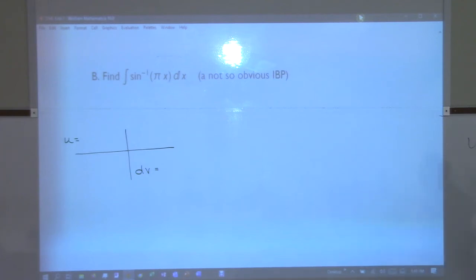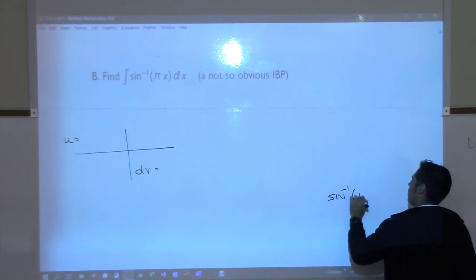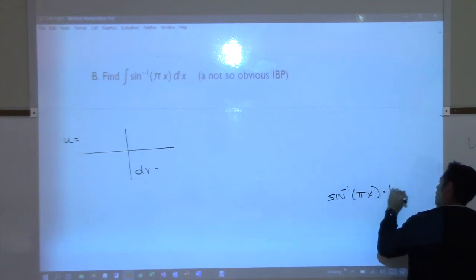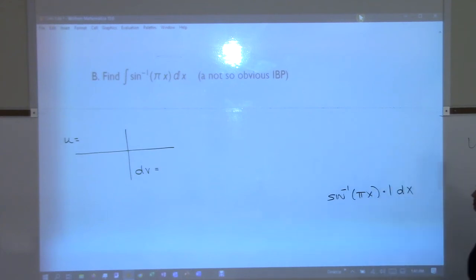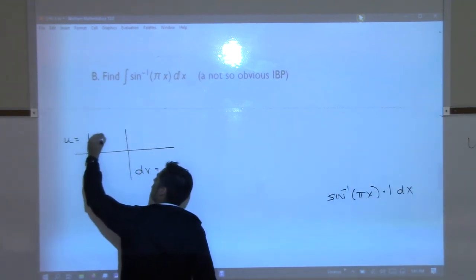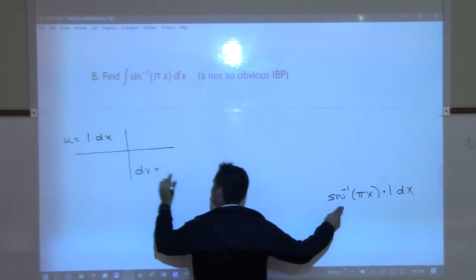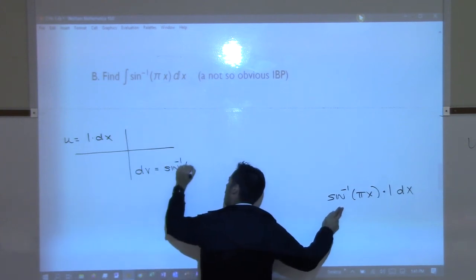You could look at it as a 1, just outside next to it. I mean, you could look at it that way if you want. So if you look at it that way, then make a choice. Would you let u equal 1 dx? Okay, so let's try that. If you said u is 1 dx, then what would dv have to be? It would have to be arcsine of pi x.